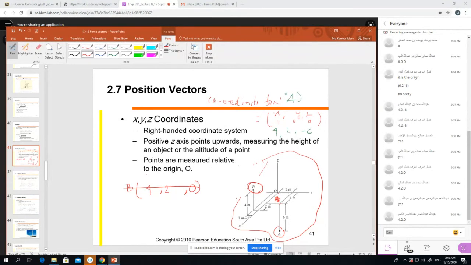Forget about this now. Third trial. Tell me, please. X equal to 6, y equal to minus 1, and z equal to 4. Okay. Abdullah Muhammad Abdul Manaj, it's correct. Hussain Jawad, tell me, what are you writing there? What is your answer? Tell me, please.